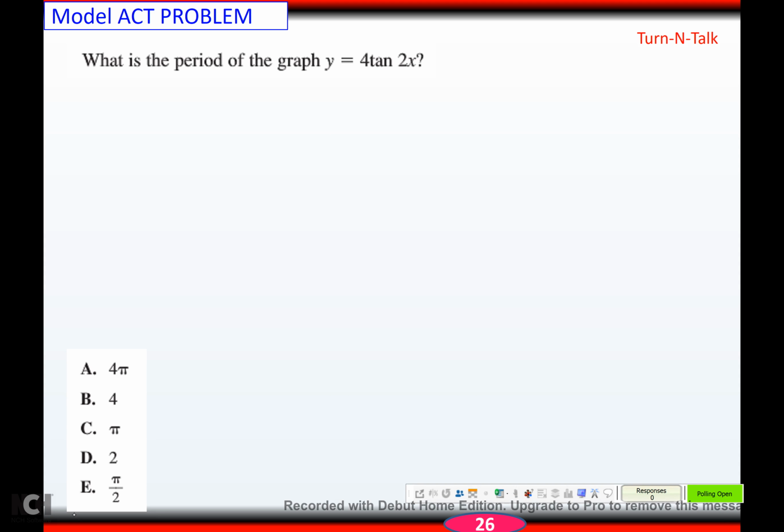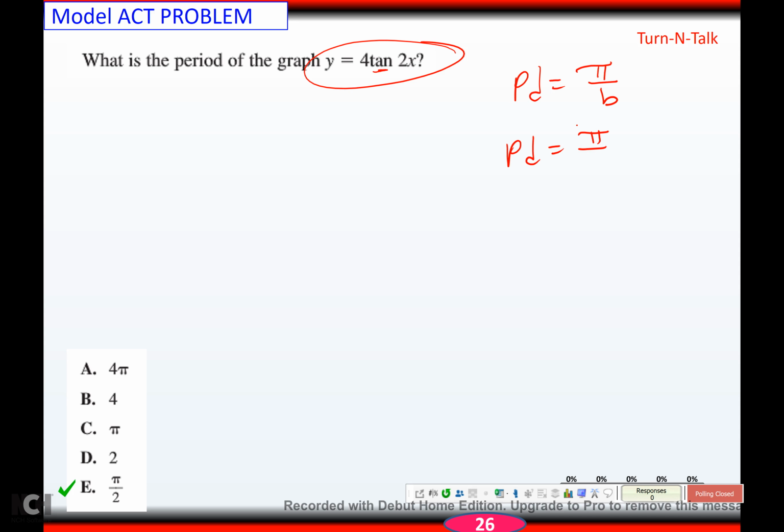So go ahead, give this one a shot. Come back when you're ready. And hopefully you got pi over 2. Here's your equation. For tangent, your period is pi over b. So my period is going to be pi over, my b is 2, it's going to be pi over 2.